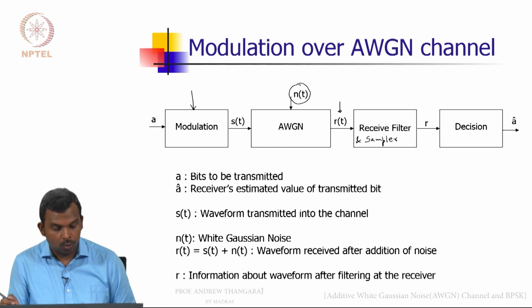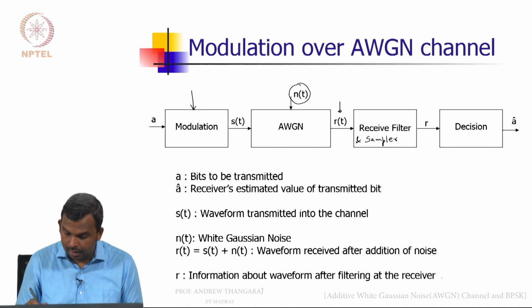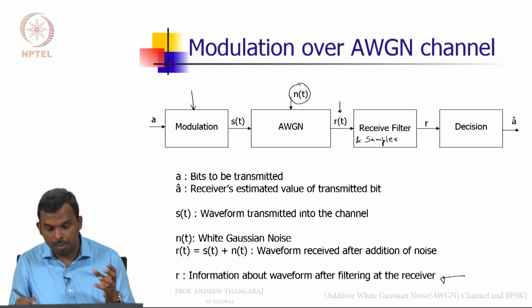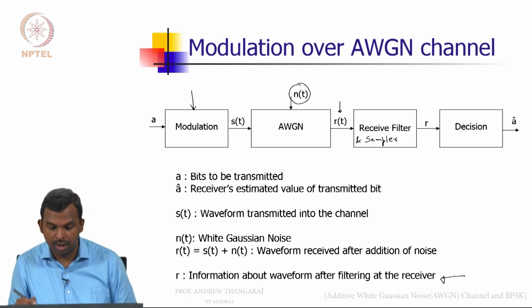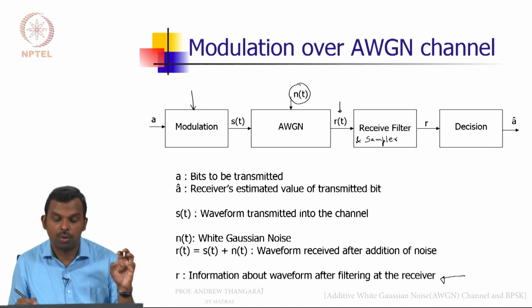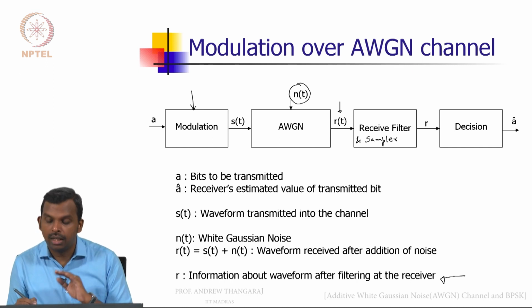This is crucial. R, the received sample, carries the information about all that you did in the digital communication system after you have filtered. All the information about A is in R, and you can make a decision.